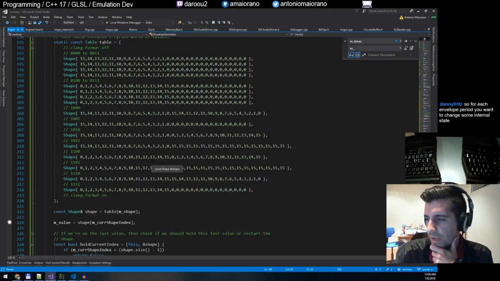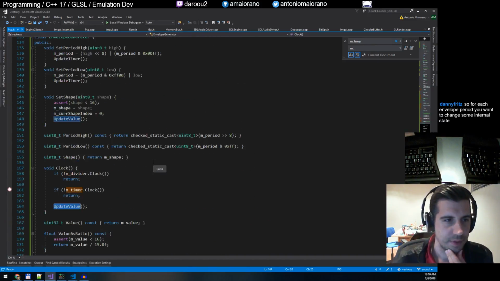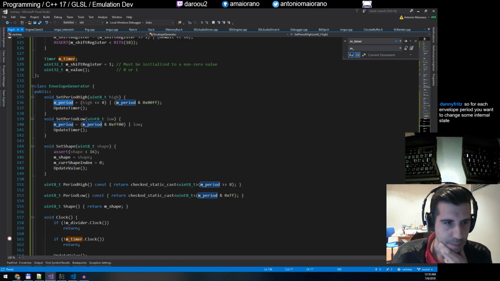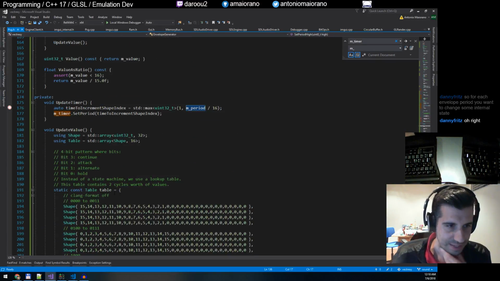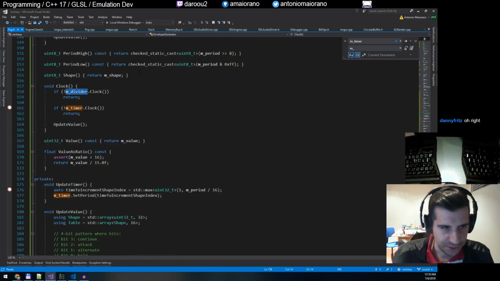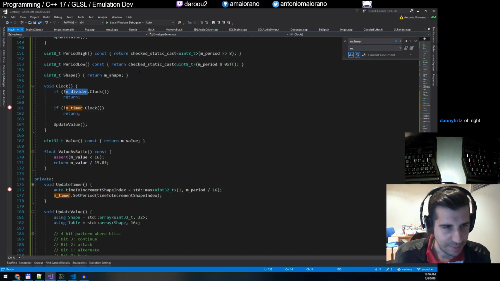So actually, for each 1/16 of the envelope period, I want to change internal state. So in terms of my envelope generator, M period will contain the real period, but my timer will store this value divided by 16, so that when we call clock here, first we'll have this master divider, which is the one that says divide the CPU frequency by 256.